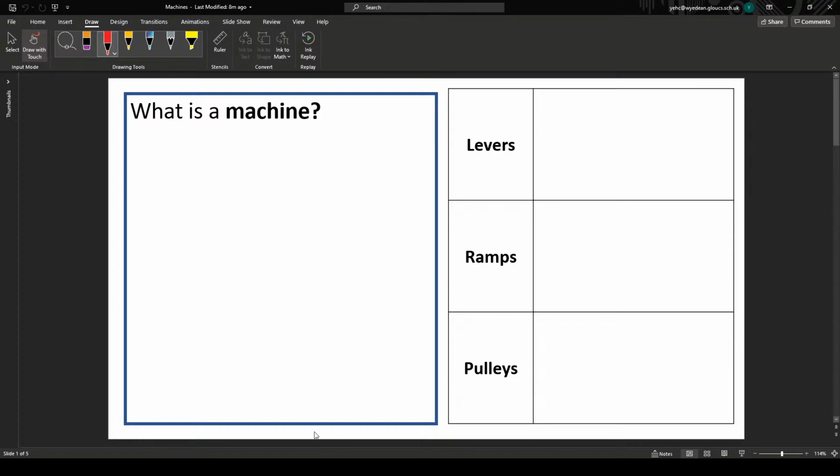So the first thing that we need to cover is what a machine is to start off with. It seems quite straightforward because you would have heard of the word machine before and already have some understanding of what that means. But in physics, once again, our definitions are quite broad and quite vague. So basically, a machine is anything that can help us work with forces. Let me write that out.